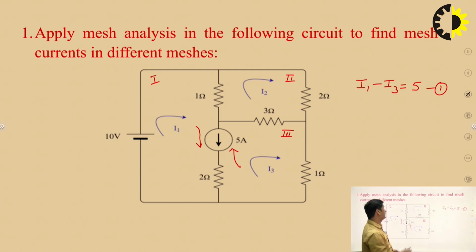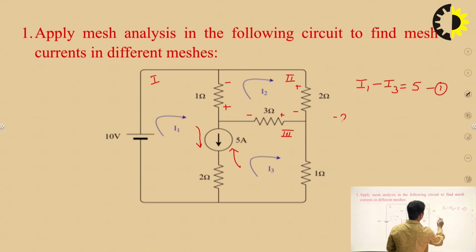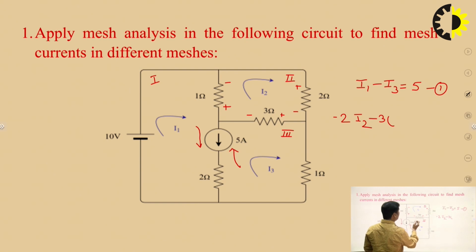Since this current source is in the first and third mesh, it is not possible for us to apply the KVL there, but we can apply the KVL in the second mesh. In the second mesh, if we start from here, the current is going in this direction, this is plus, this is minus, and so on. So we can write the equation here. Suppose the current is going this way, so minus 2, and the current is I2. In this branch, minus 3, and the current is I2 minus I3, because current I2 is going in this direction and current I3 is going in that direction.